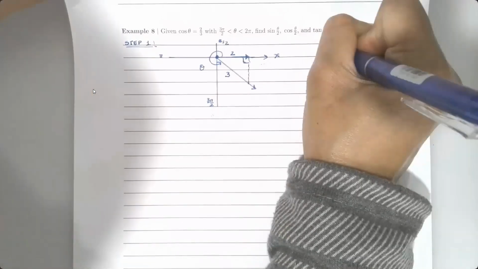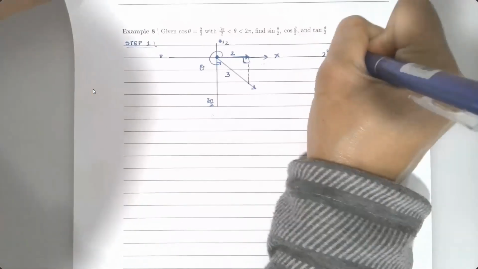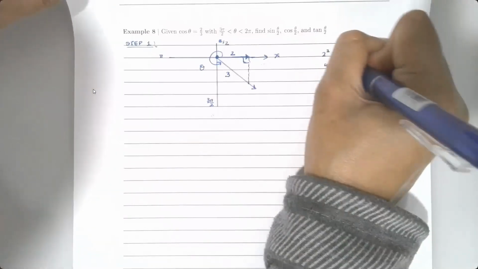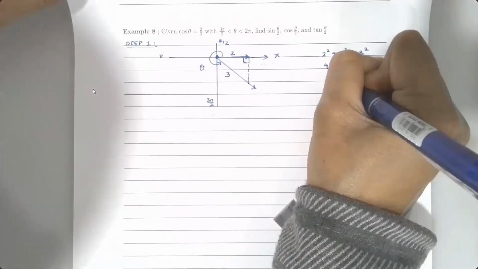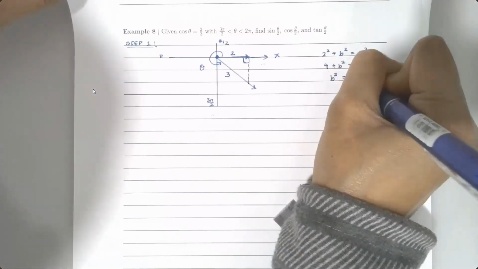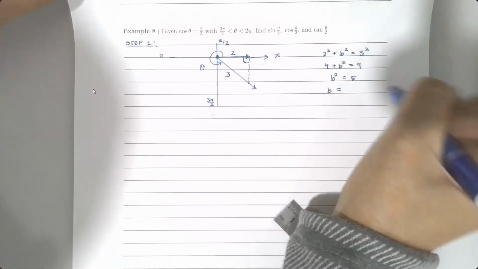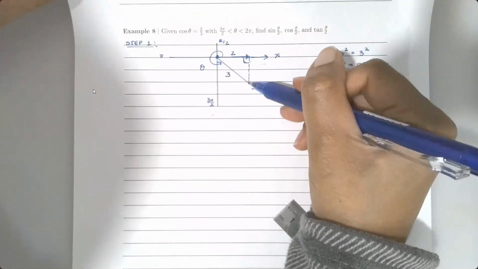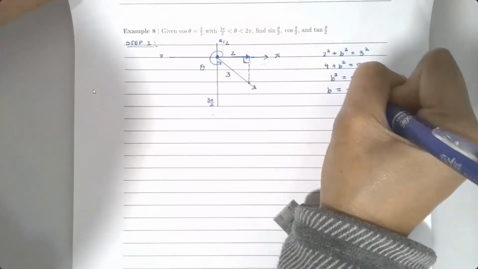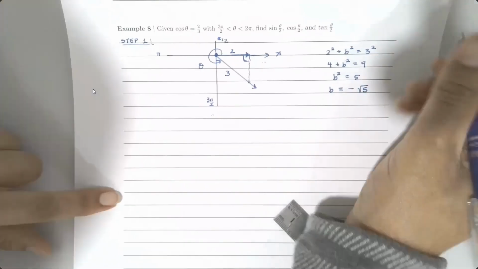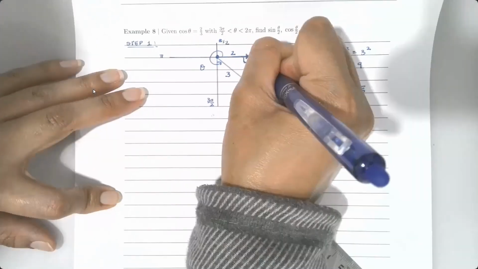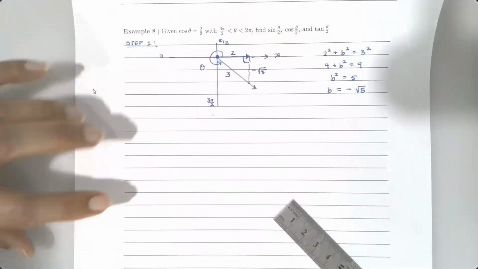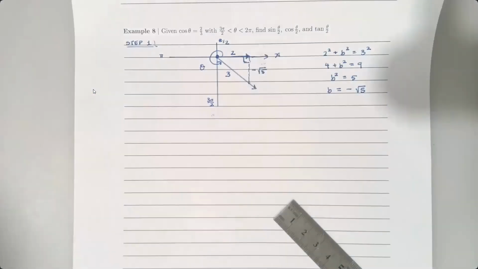So that'll be a squared, 2 squared plus b squared is equal to 3 squared. That's 4 plus b squared is equal to 9. That means that b squared is equal to 5. And that means that b can be plus or minus square root of 5. But because we're going down in the negative y direction, this is going to be negative radical 5. Negative square root of 5. Okay, so that's all the information that we know.